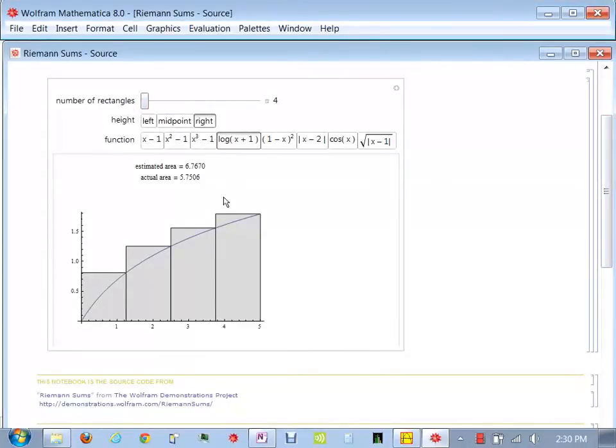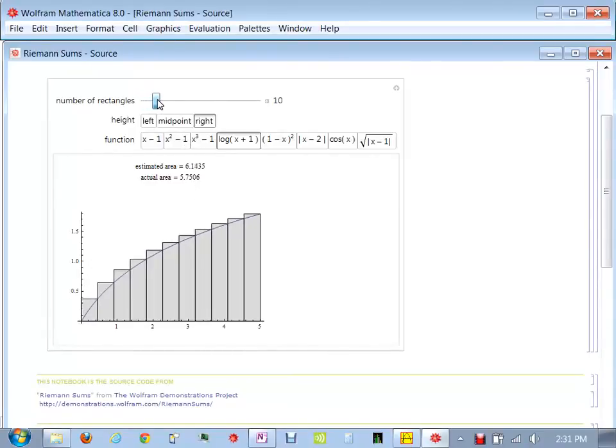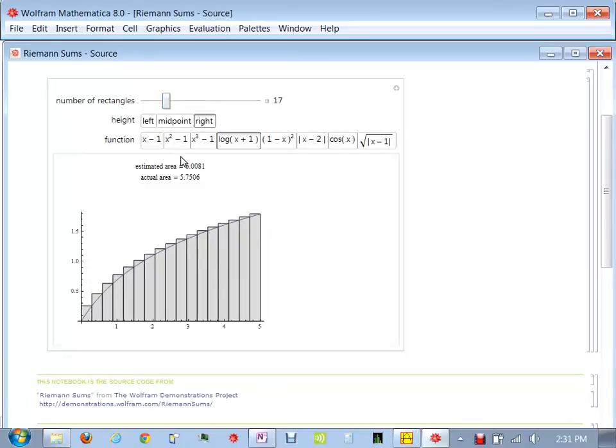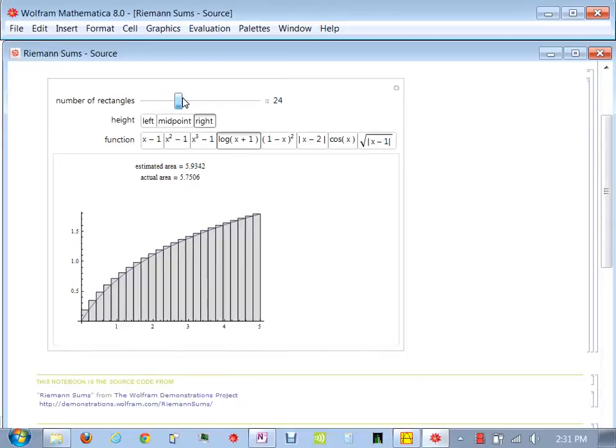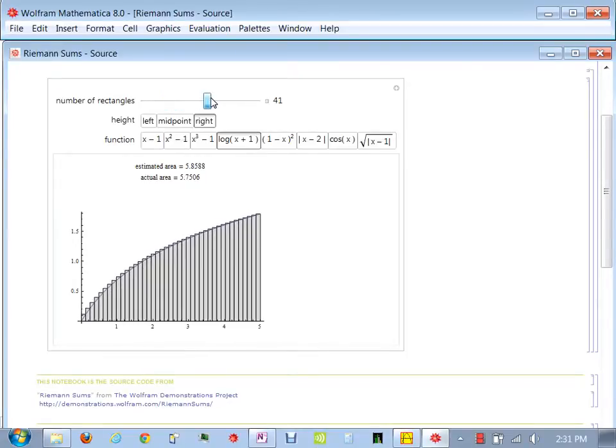Okay, so there, I'm trying to find the area underneath that blue curve, right? 4 rectangles. Look at the area right here, 6.76. So the actual area is 5.75. Don't ask me where that comes from right now. Okay? That's my estimated area with those 4 rectangles. Here's the true area. What happens if I get more rectangles? Look at the error. Look at how I'm getting closer, right, to the true area. The more rectangles I do, the better my approximation. Yes?